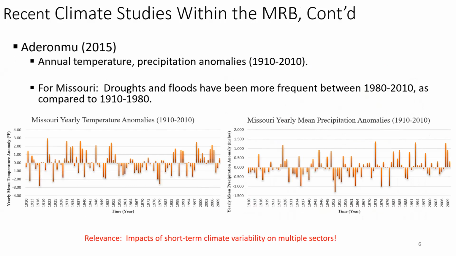Another study, in 2015, as part of her master's research, looked at annual temperature and precipitation anomalies for the 100-year period between 1910 and 2010. She looked specifically at the state of Missouri and noted that droughts and floods have been more frequent between 1980 and 2010 as compared to the 70-year period prior to that. The relevance here is that this has impacts of short-term climate variability on multiple sectors, whether it's energy, transportation, or agriculture. The impacts are wide-ranging.